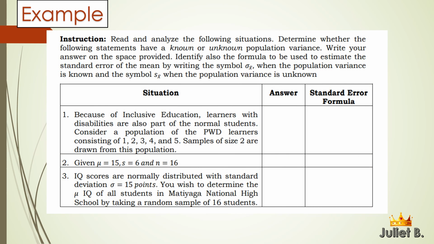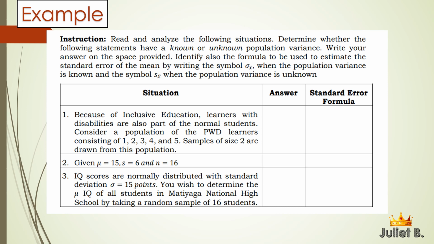So let us have an example for the known and unknown variance. Read and analyze the following situations. Determine whether the following statements have a known or unknown population variance. Write your answer in the space provided. Identify also the formula to be used to estimate the standard error of the mean by writing the symbol of the standard error when the population variance is known, and the symbol for standard error when the population variance is unknown.